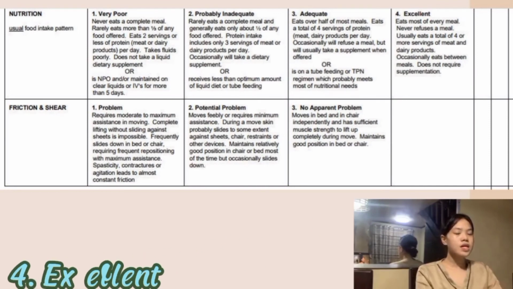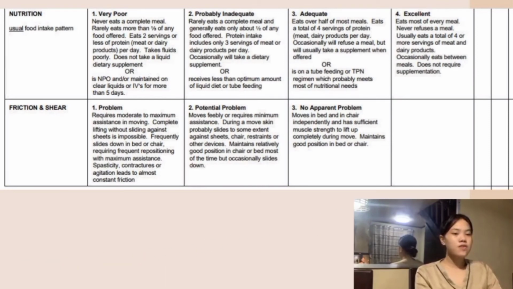Lastly, 4 indicates excellent. Eats most of every meal and never refuses a meal. Usually takes a total of 4 or more servings of meat and dairy products. Occasionally eats between meals and does not require any supplementation.